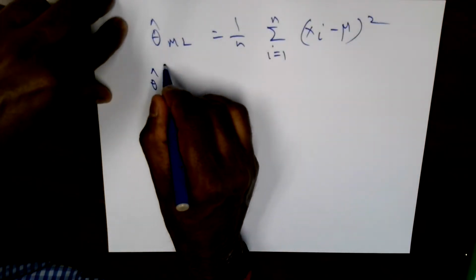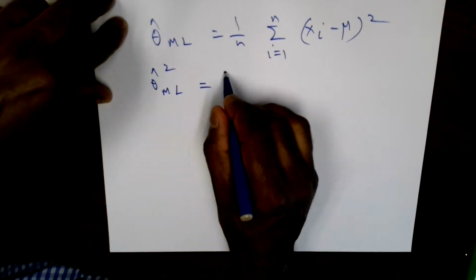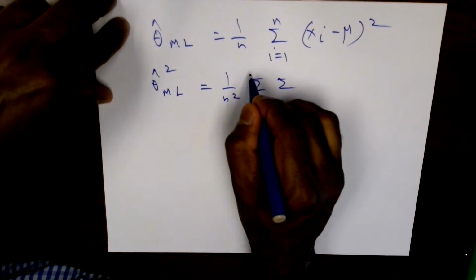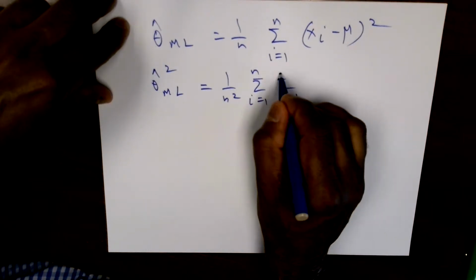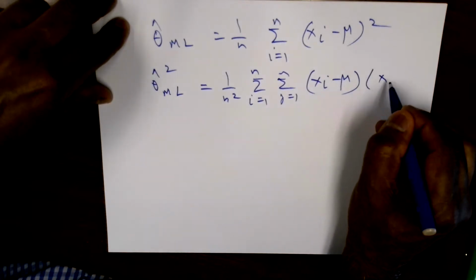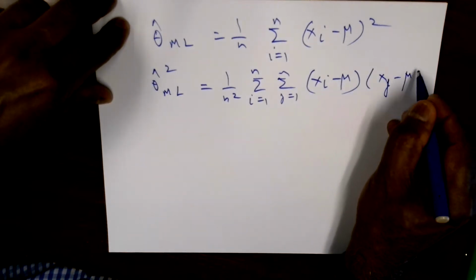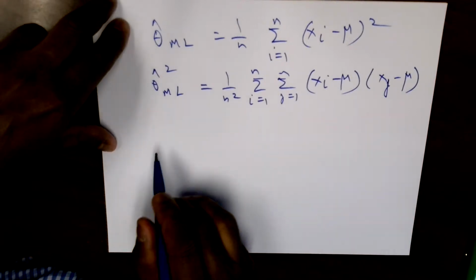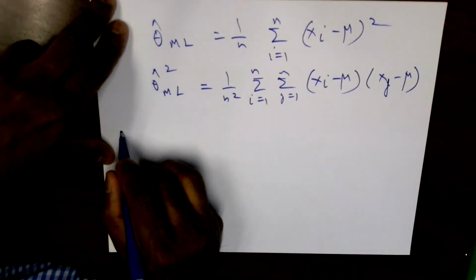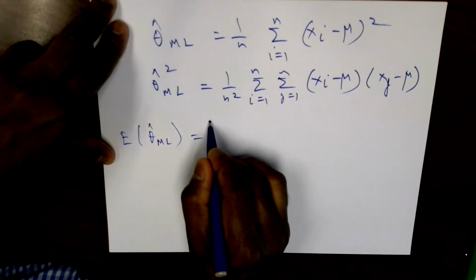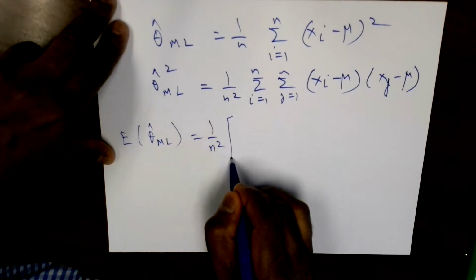So theta hat squared ml is going to be 1 over n squared, the double summation i equal to 1 through n, j equal to 1 through n, of xi minus mu multiplied by xj minus mu. Here we have to deal with the two cases, i equal to j and i not equal to j, when I do the expected value, because the results are different. So 1 over n squared is common.